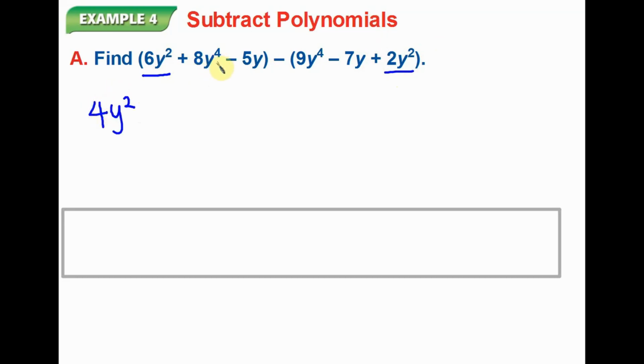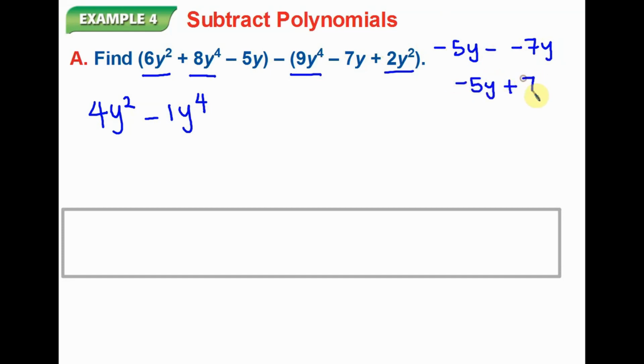8y to the fourth power has a like term with 9y to the fourth power. So 8 minus 9 will become negative 1, and then y to the fourth power. You don't have to write 1 in the front if you don't want to. Negative 5y minus negative 7y. So this is the part that I want you guys to be careful. Negative 5y minus negative 7y. In this case, minus with a negative will become positive, so it becomes plus 2y.